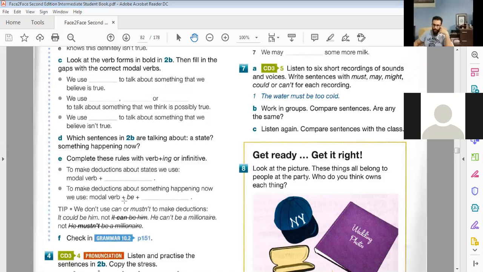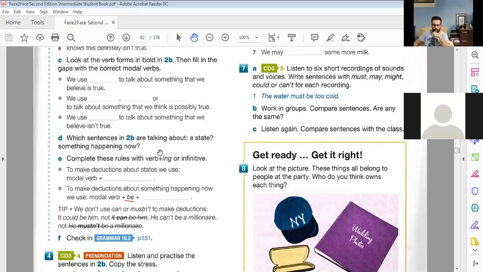He could be eating, they could be watching television. They might be late. Late is more of a state one. But this is the idea here: state versus something happening right now.